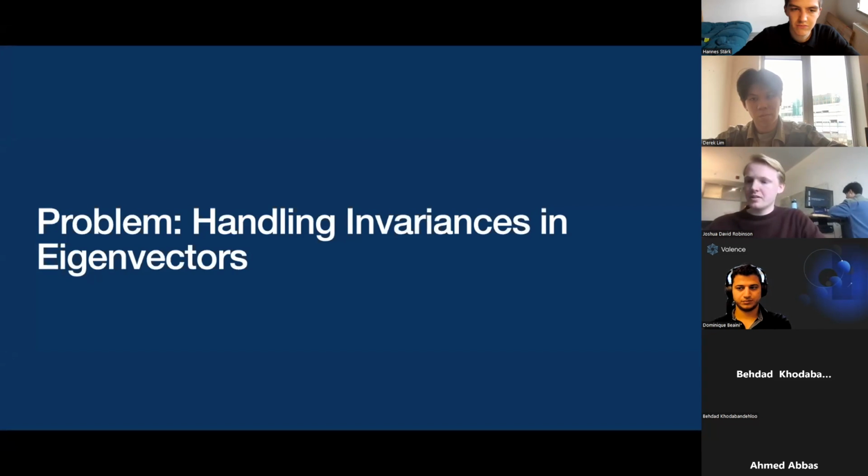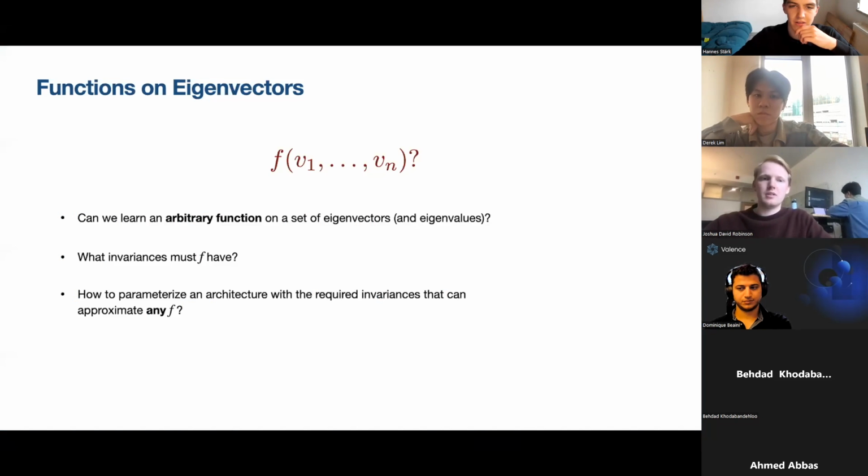So now on to the main problem that we would like to consider in our talk today, which is how can we handle the invariances that are inherent in the structure of eigenvectors in a principled manner. More concretely, the problem we would like to address is the following.